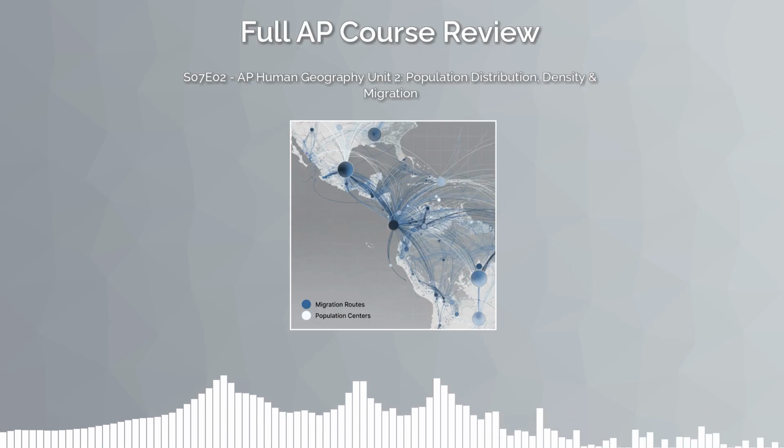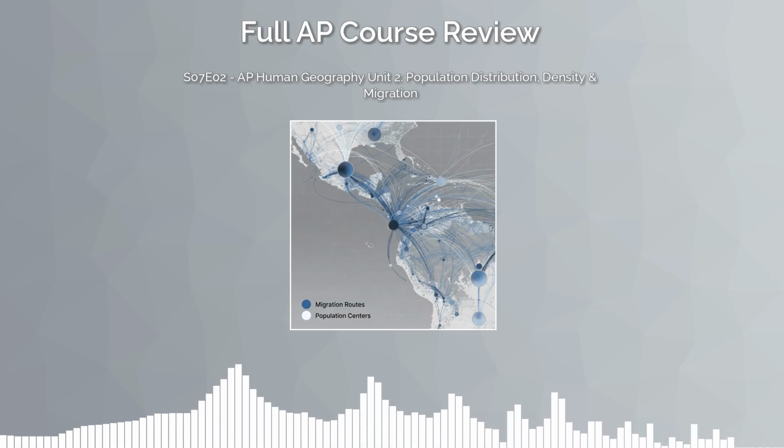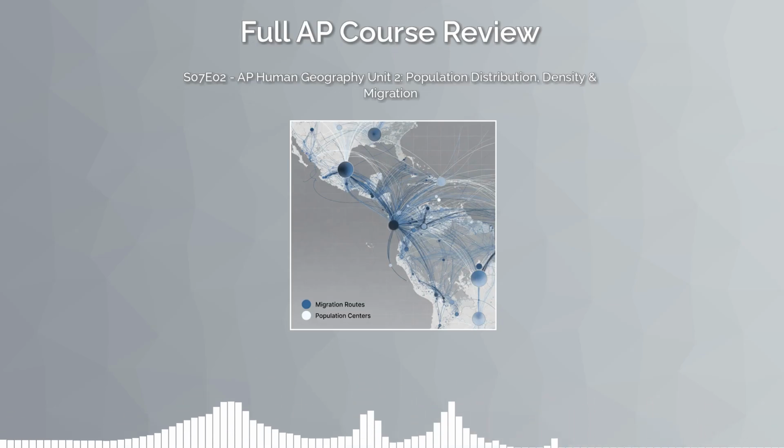Agricultural density completes the trio. Agricultural density equals number of farmers divided by total arable land. This one measures farming efficiency.